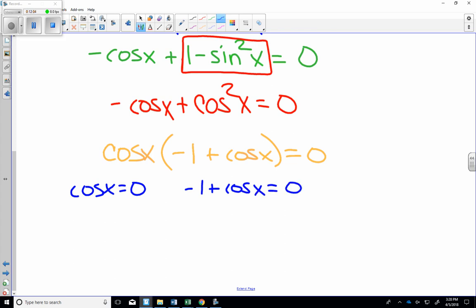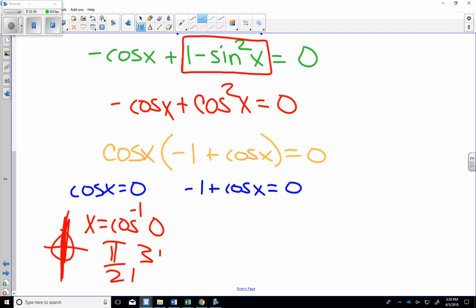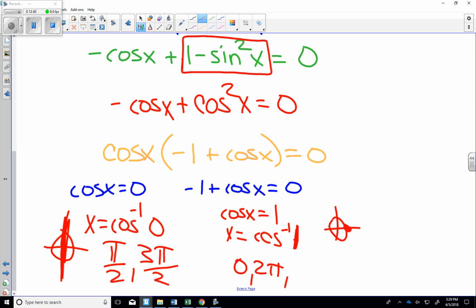In this case, x is equal to the inverse cosine of 0, and cosine is 0 here and there. So pi over 2 and 3 pi over 2. In this one, you add 1 and get cosine of x equals 1. So x is equal to inverse cosine of 1. And where's cosine 1? Right there. 0 degrees, at 2 pi, at 4 pi, and so on and so forth.